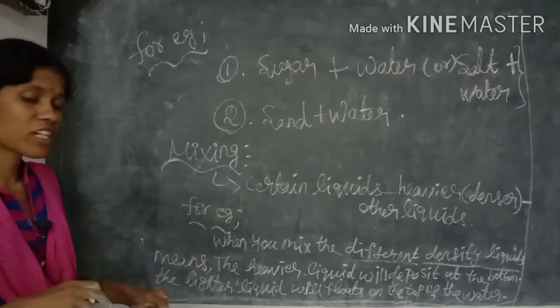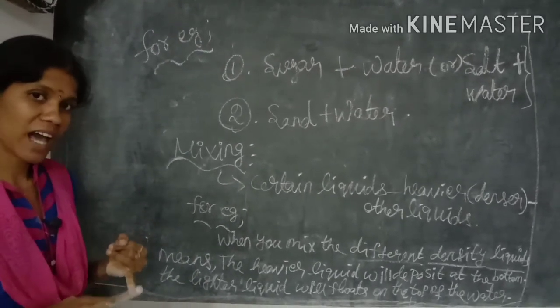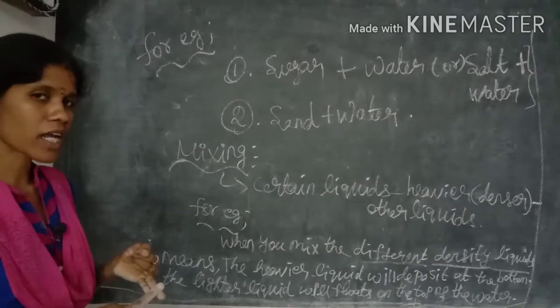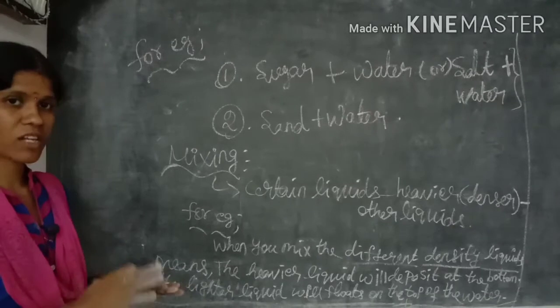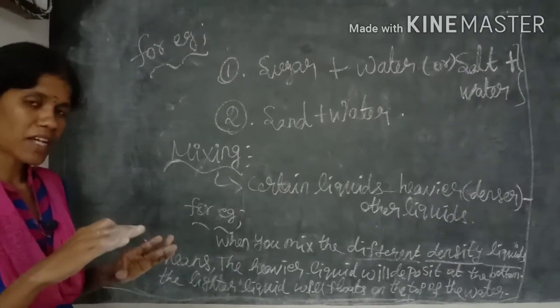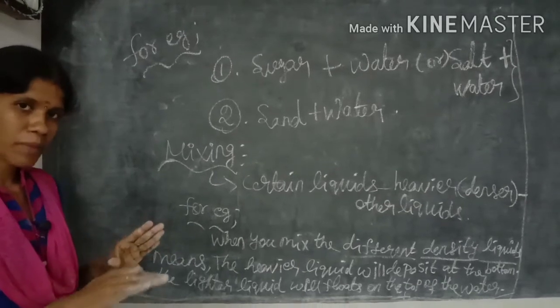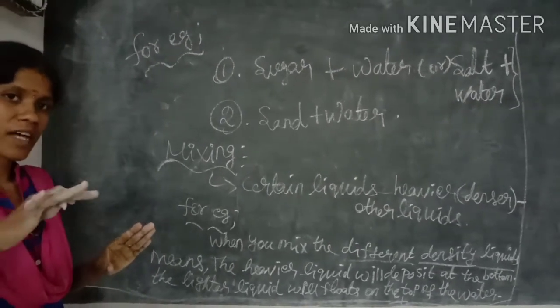For example, if we take coconut oil and water, the density of the water is high and the density of the coconut oil is less. So when you mix these two liquids, the water is deposited at the bottom of the beaker or glass and the coconut oil will float on the water.